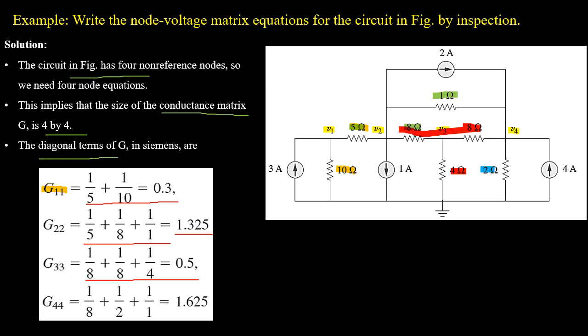And the final diagonal term will be associated with node 4, and the resistors associated with this node are 2 ohm, 8 ohm and 1 ohm. So the conductance will be equal to the sum of 1 over 8, 1 over 2 and 1.